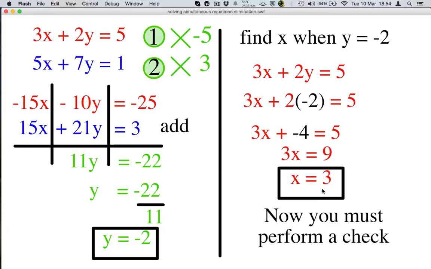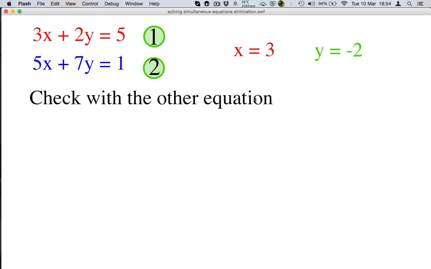Now, as always, we must perform our check. We used the red equation to find the x value, so we now use the blue equation, our second equation. So, we check with the other equation. Let's take our blue equation, write it down. Where x equals 3, we plug that in to our equation, and when y equals negative 2, we plug that in.